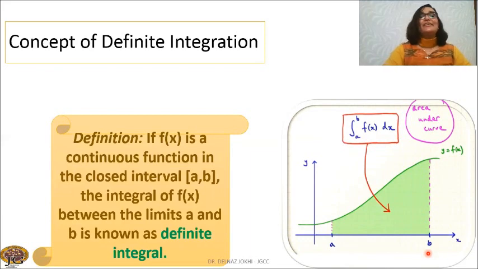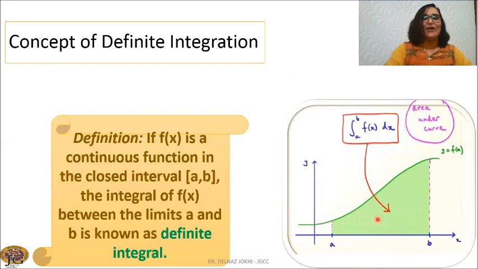So that is why, my dear students, when you want to find out a fixed part, a definite area below the curve, you use not the concept of simple integration, but a more specific concept of integration, and that is known as definite integration. I'm sure you understood a little.